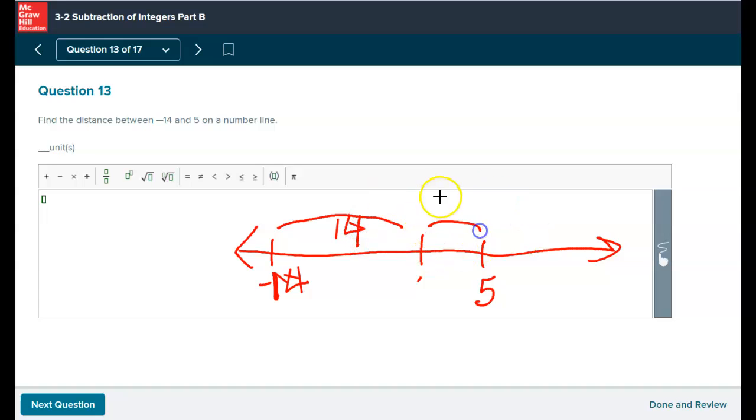And this is a distance of 5. So 14 plus 5 is a total distance of 19 spaces.